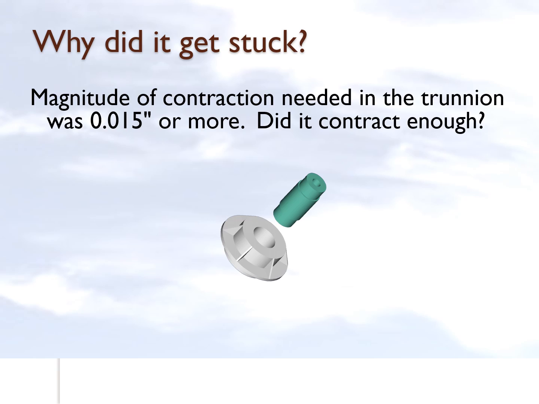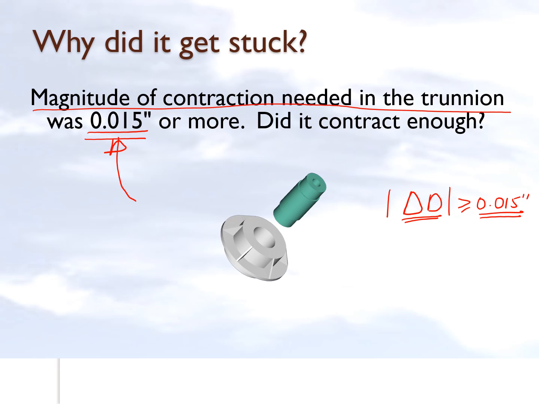The magnitude of the contraction which is required in the trunnion was supposed to be 0.015 inches. So you wanted the magnitude of delta D to be greater than or equal to 0.015 inches. So it had to contract more than 0.015 inches. How did we get that number? That number is obtained by knowing what kind of fit was required for the specifications. In this case, it was an FN2 fit, and that required the contraction to be at least 0.015 inches. So what we've got to figure out is, did it contract enough?